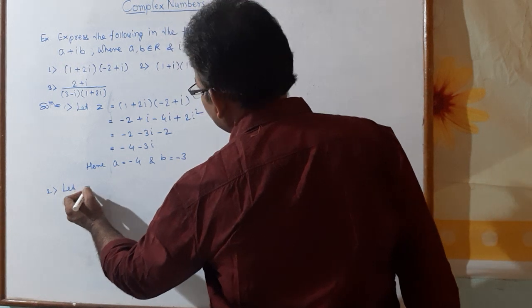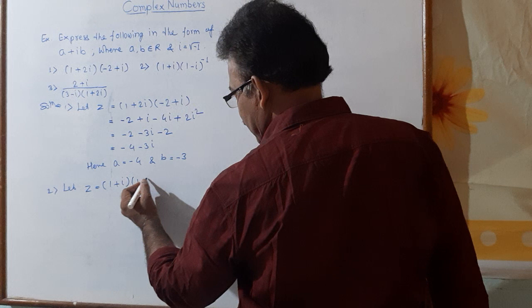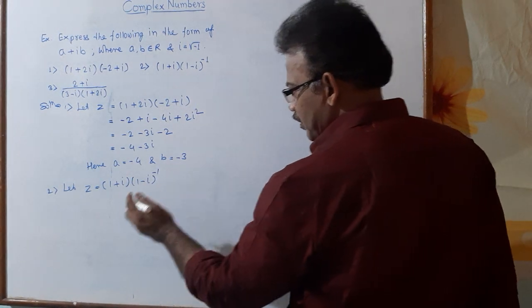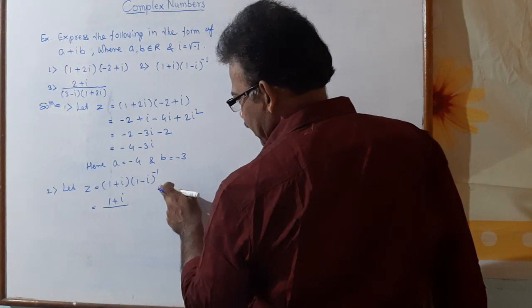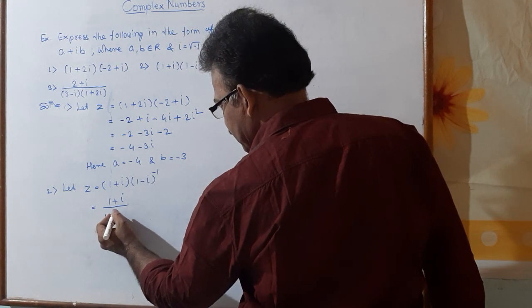Let z equal to (1 plus i) into (1 minus i) to the power minus 1. Here, bracket to the power minus 1. So first we write here 1 plus i, and take this bracket to the power minus 1 in the denominator. Minus 1 power becomes plus 1, and we get here 1 minus i.